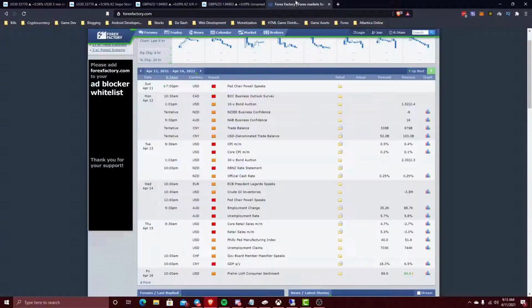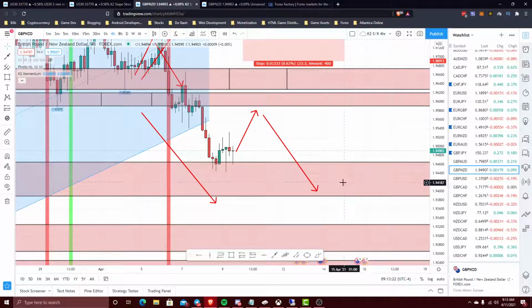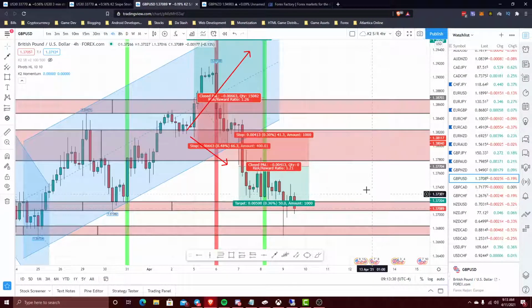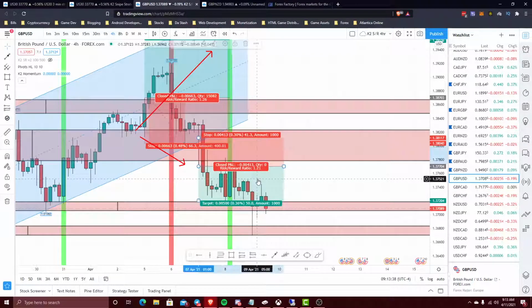But we do have some news with NZD this week, so it's probably going to affect this pair greatly. So I'm going to keep an eye on that one, and I'm also keeping an eye on GU. It's got some heavy news this week with USD, so this pair will be heavily affected. Just have to wait and see how it plays out.